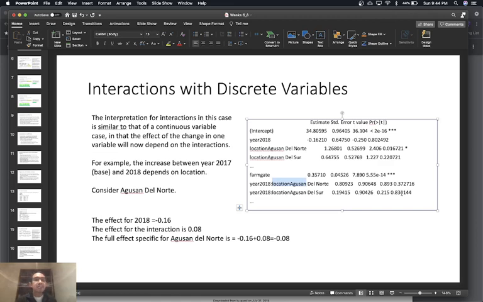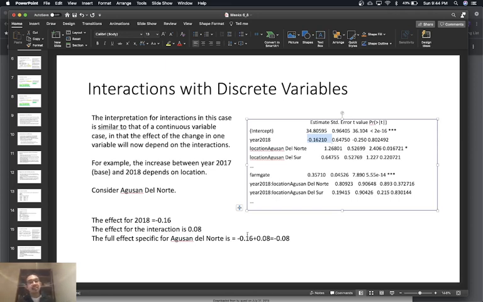Okay. However, the total effect for Agusan del Norte's price, if you're interested in Agusan del Norte's price, is, based on the formula we had, it would be negative 0.16.21, which is year. That's the main effect. Remember, we're comparing 2017 2018. But we're wondering if on the location, if it matters, right? If it matters that it's Agusan del Norte.